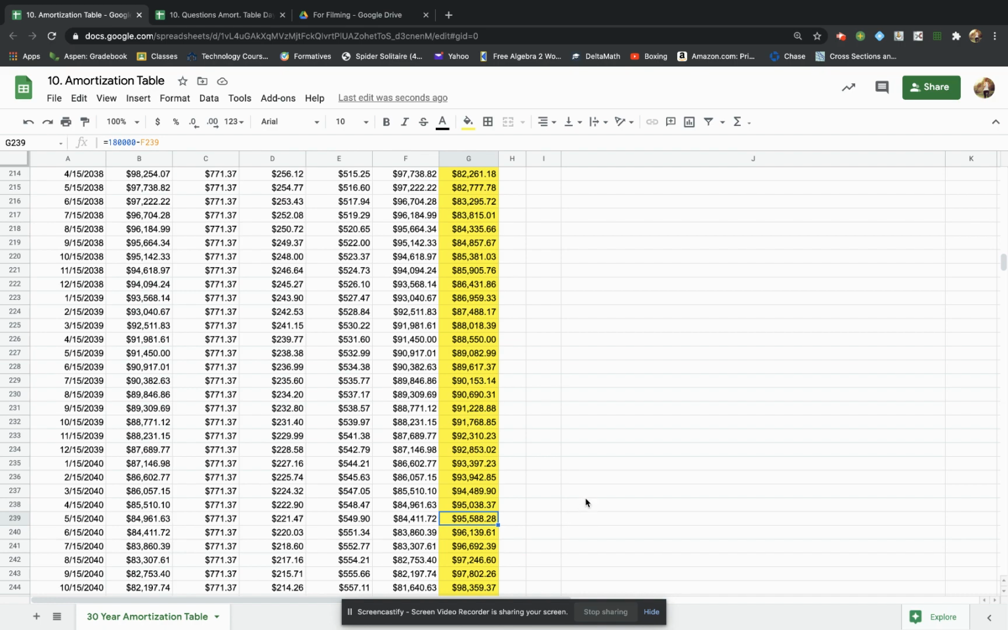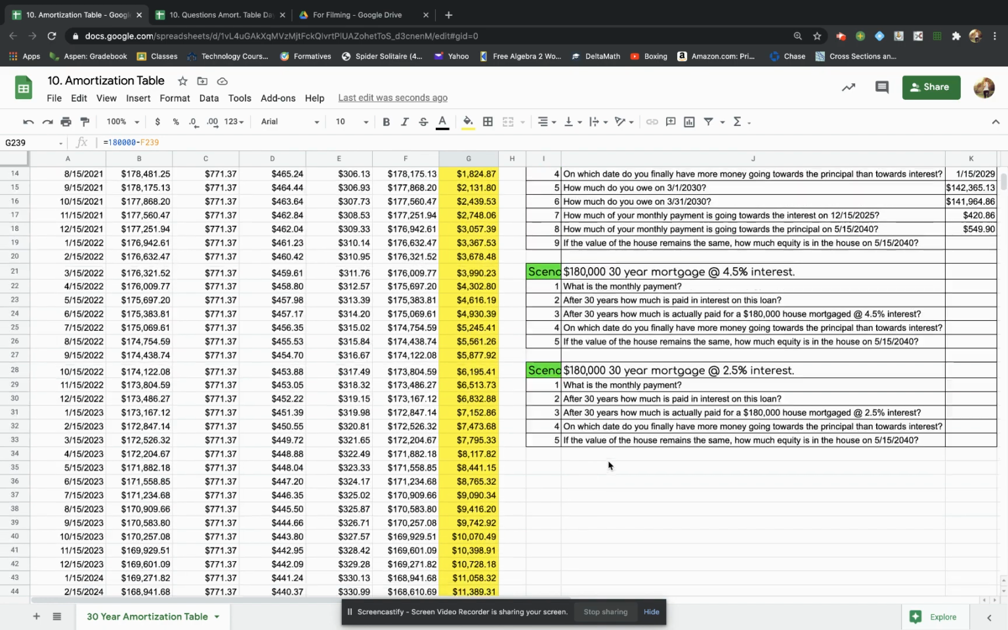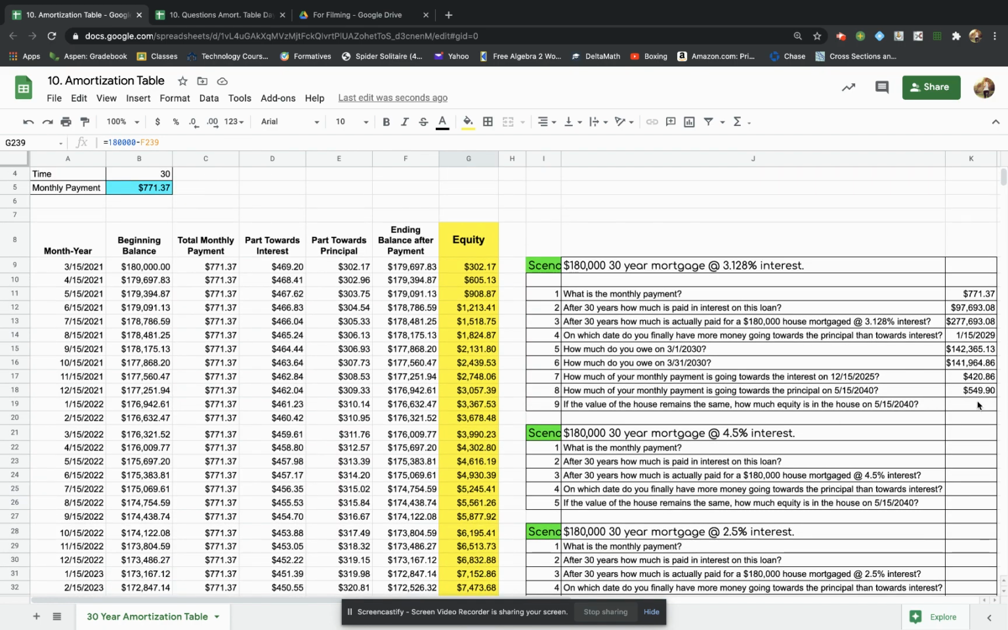It's almost 20 years later. And you can use that money. Like I said, you could sell the house and then use it as a down payment. You could take a home equity loan out against it and maybe redo your kitchen, pay for your children's college education, buy a car, all sorts of things you can do with that equity. And $95,588.28 in almost 20 years. That's nice. Okay, so we finished this scenario.